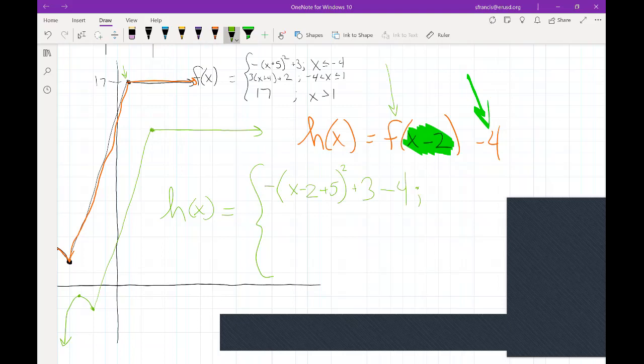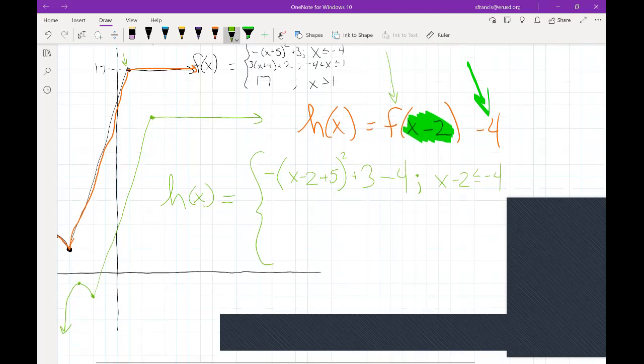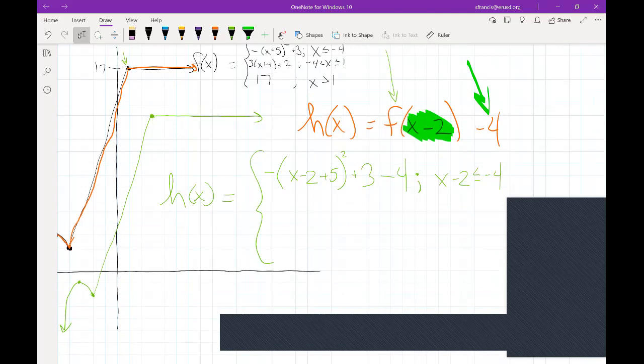Now on the domain side of things, after the semicolon there, I still have an X. So I'm going to replace that X with X minus 2 and then have that less than or equal to negative 4. I don't subtract 4 from anything in the domain side because that minus 4 is not part of the domain. That minus 4 is the vertical shift. So it's part of what affects the Y values, not the X values. Continuing. 3 times the quantity x minus 2 plus 4, plus 2, minus 4, negative 4 less than x minus 2 less than or equal to 1.